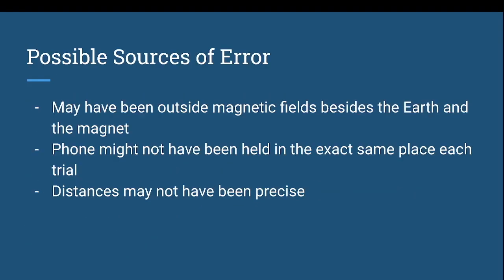Some possible sources of error that could be responsible for this discrepancy are that there may have been outside magnetic fields besides the Earth and the magnet, the phone might not have been held in the exact same place each trial, and that the distances may not have always been recorded super precisely.